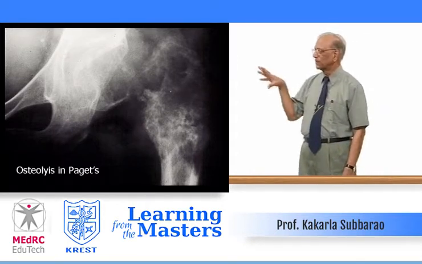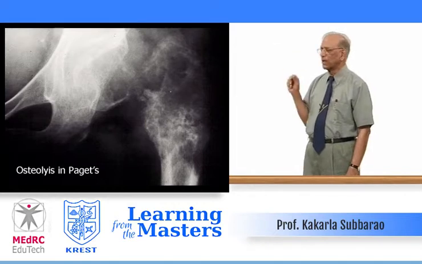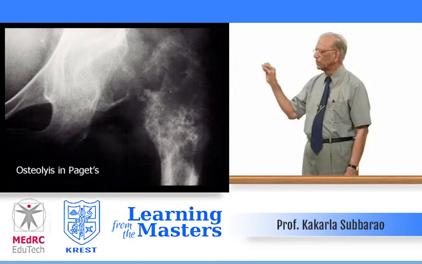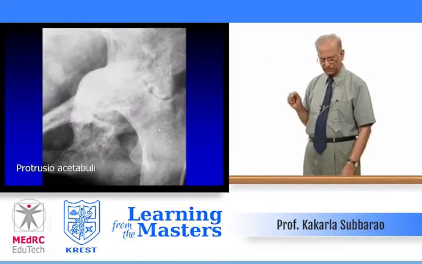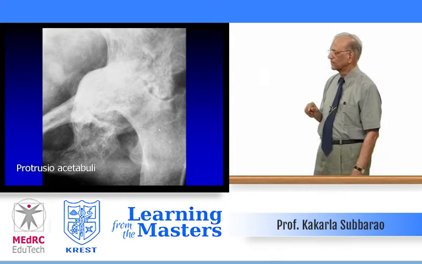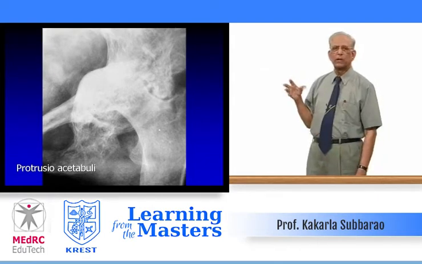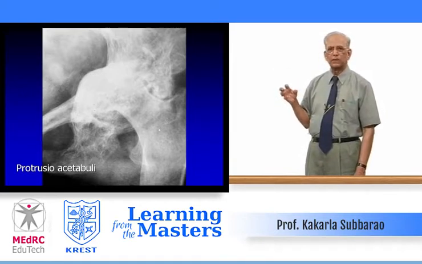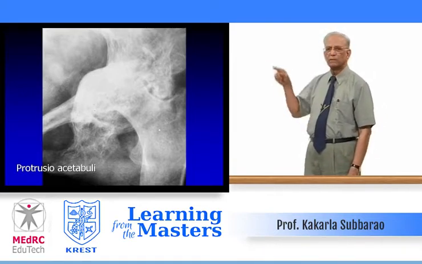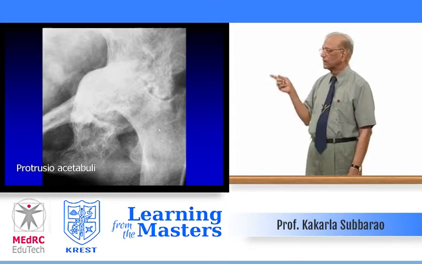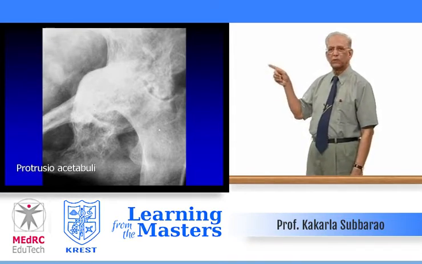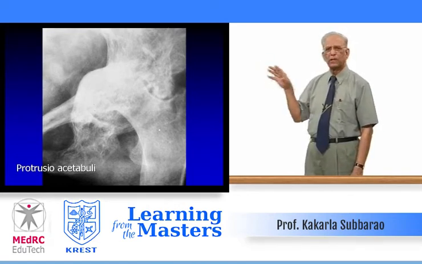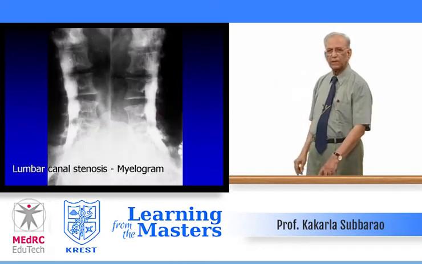And then again notice the pathological fracture in the neck of the femur, extensive osteolysis, the small islands of new bone in the subtrochanteric area. And then protrusio acetabuli, because there is an enlarged head of the femur, it involves the articular margin, also the cartilage. The cartilage is universally thinned out and it protrudes from the acetabulum. This is what is called protrusio acetabuli, a complication of Pagetoid disease.